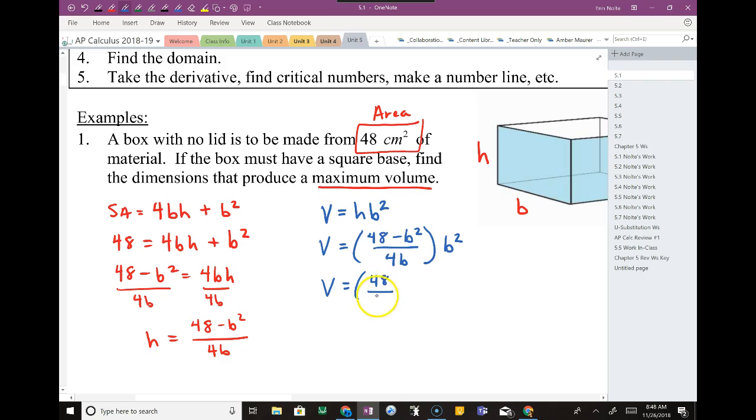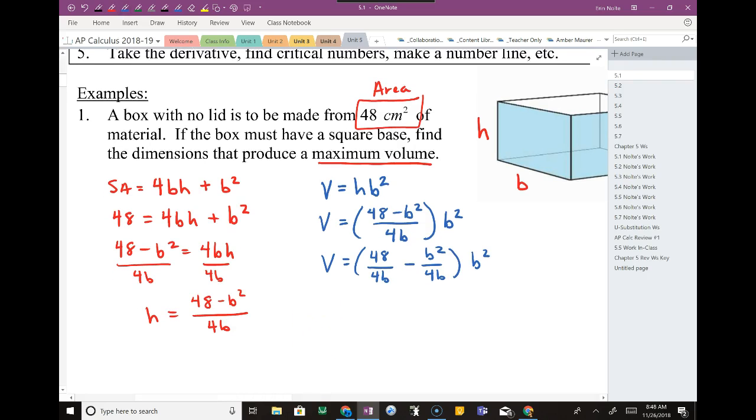So we have 48 over 4b, and then I can simplify it into b squared over 4b. You guys remember doing this? Just breaking the fraction apart? I'm just going slow right now so you can follow me. Anybody know what 48 divided by 4 is? 12. Okay, so we're going to have 12b. And then what if I have b squared over 4b on the second term? That's b over 4.